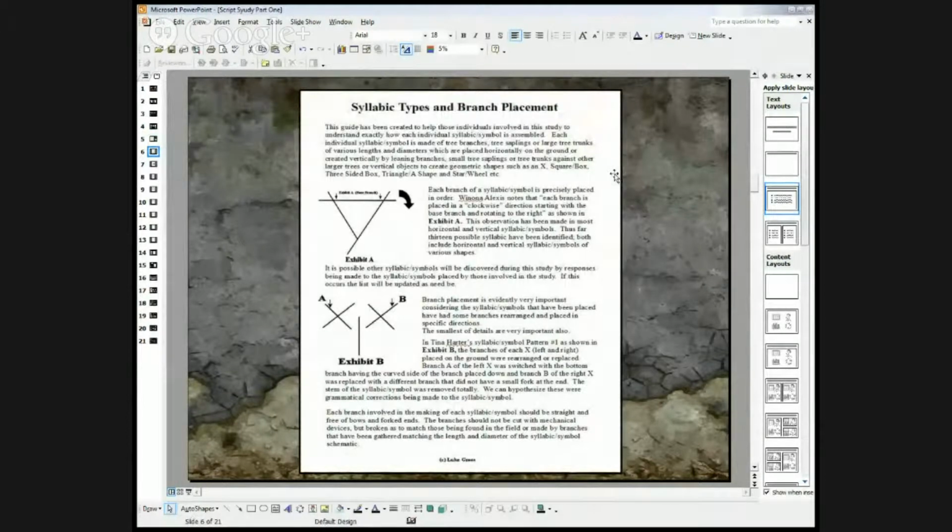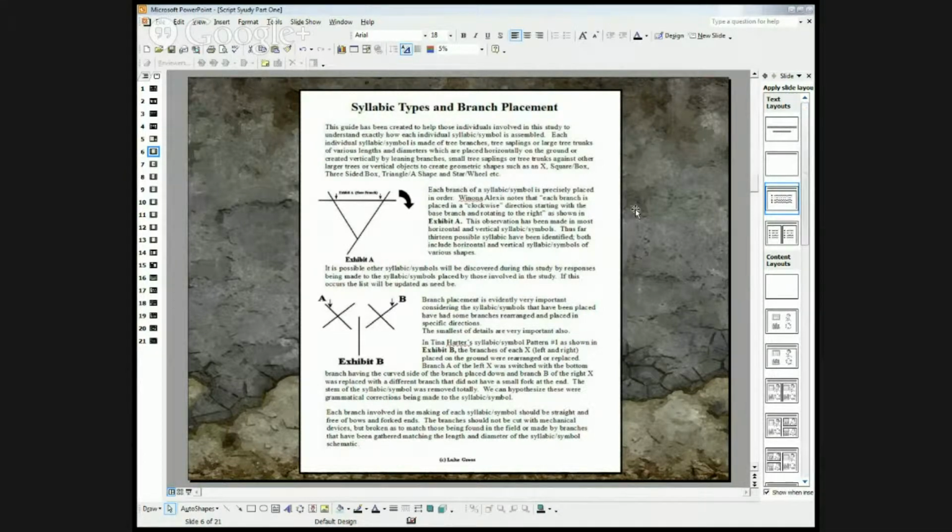Okay, we are having some technical issues, but we'll just keep rolling. Just keep going, and we'll see how it goes. Can everybody see the PowerPoint still? Yes. Okay.